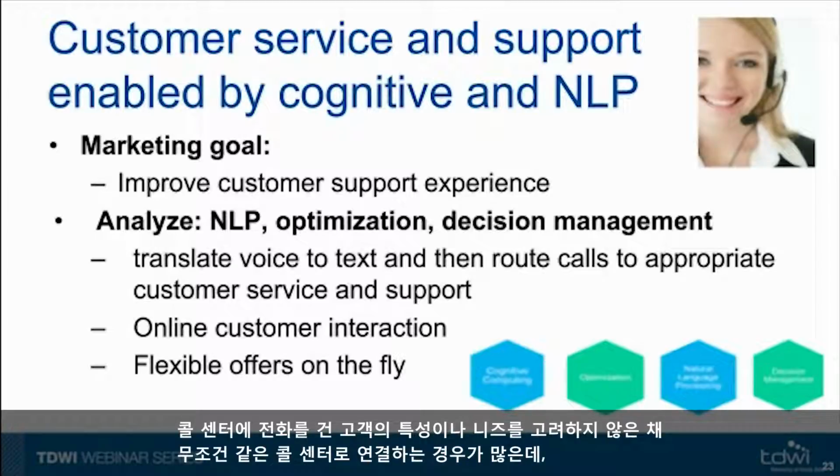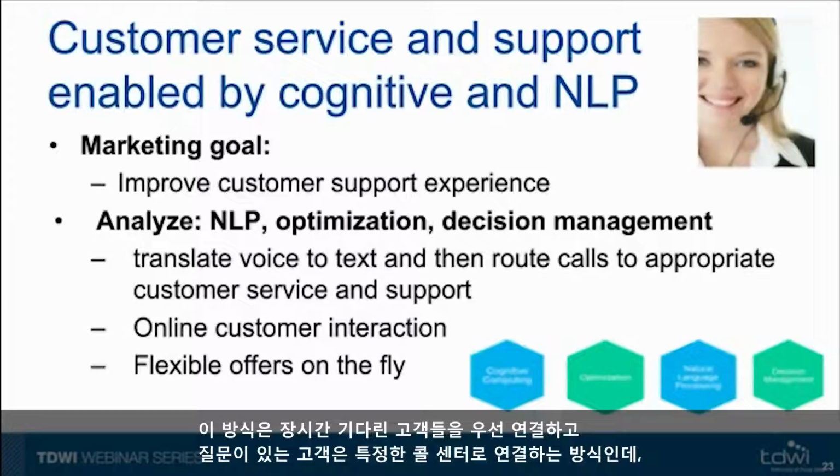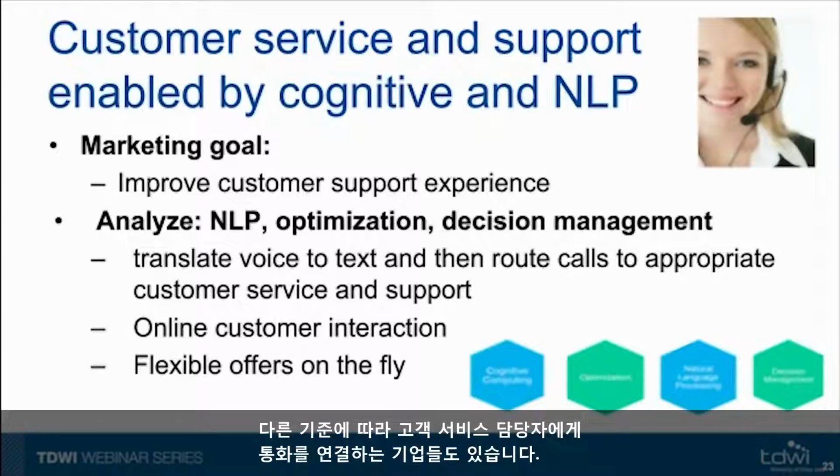So when you think about calling a call center, many organizations are routing calls to the same call center regardless of who the individual customer is and what they might need. Some organizations take this a step further by linking call center support to loyalty programs or some other information about the customer, like the amount spent. So based on if you spent a lot, maybe you get routed faster and you're routed to a specific call center if you have a question. Other organizations route calls to customer service agents based on other criteria.